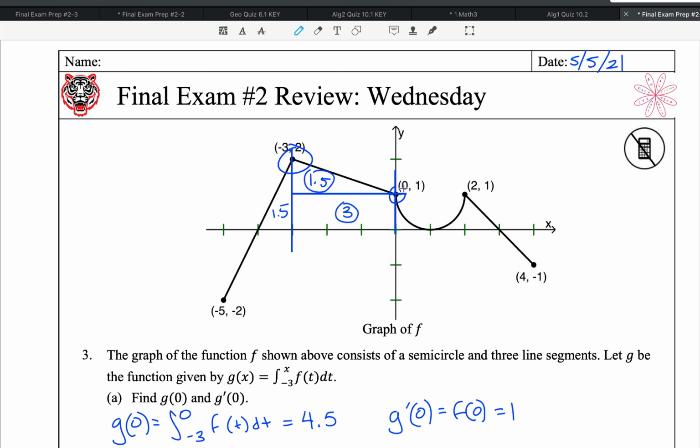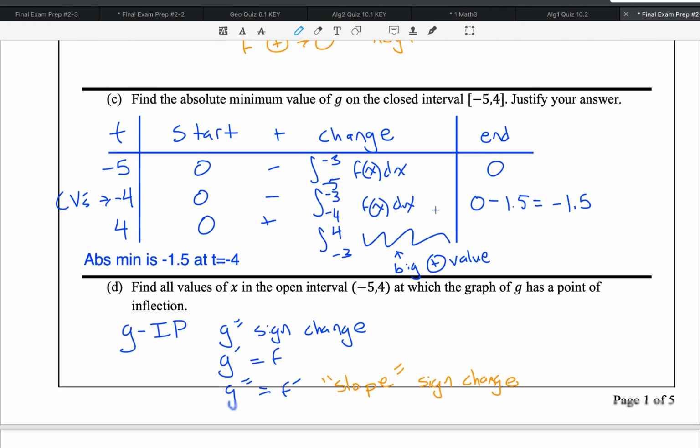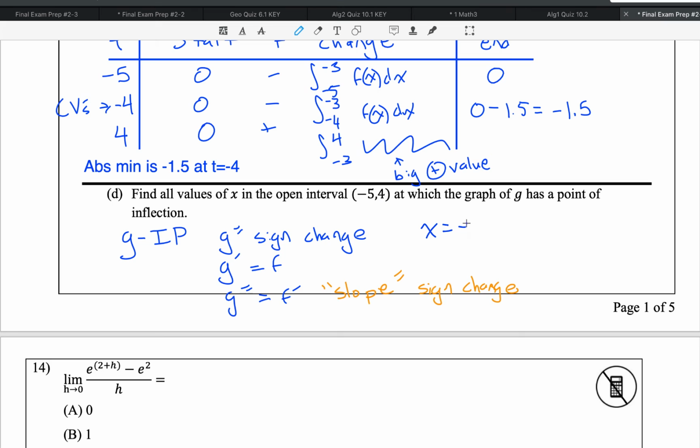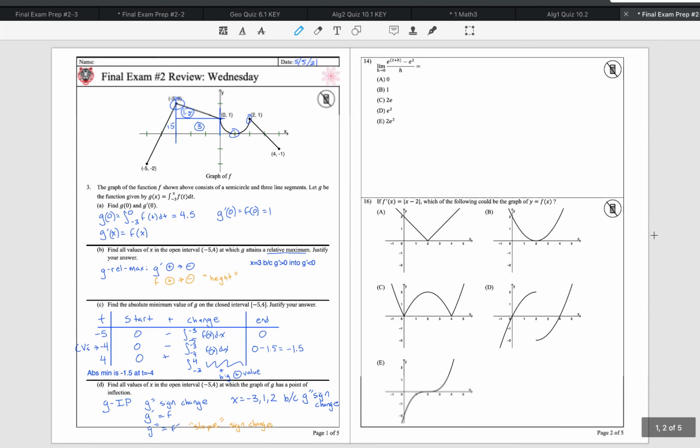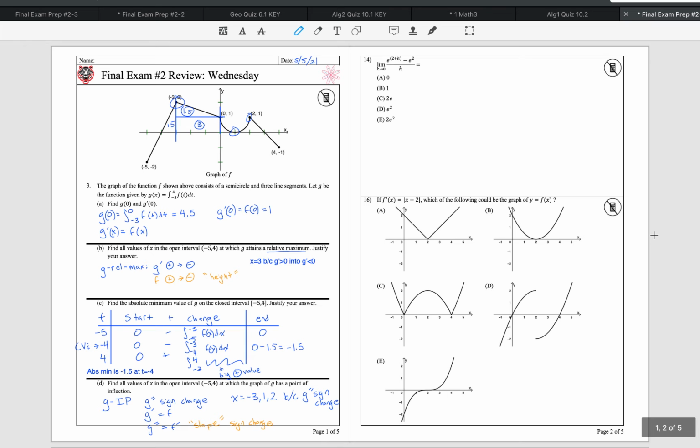It's even more negative. It is a sharp corner, but we're still fine. It's still negative, negative, negative. Oop, positive, positive. We switched signs right here. It was a negative slope up to a positive slope, and then, oh, again, back to a negative slope. We switched signs a total of 1, 2, 3 times at negative 3, 1, and 2. X equals negative 3, 1, and 2. Why? Because g double prime is sign change. Let me zoom out. Any questions on that free response question number 3?